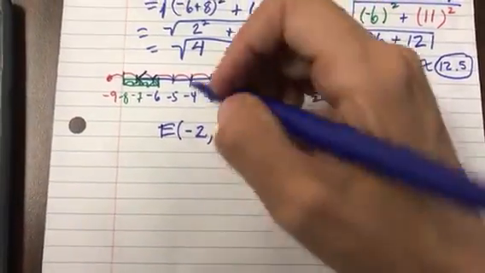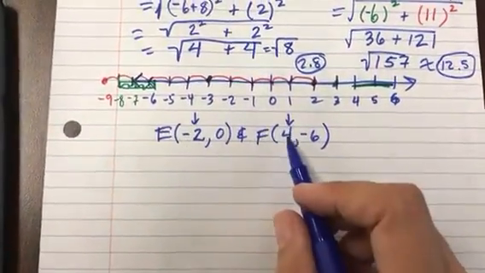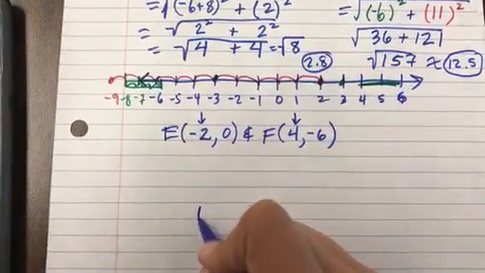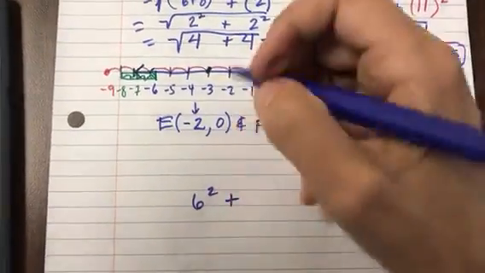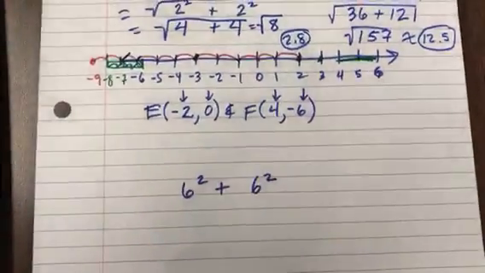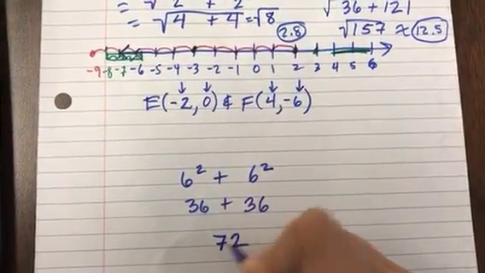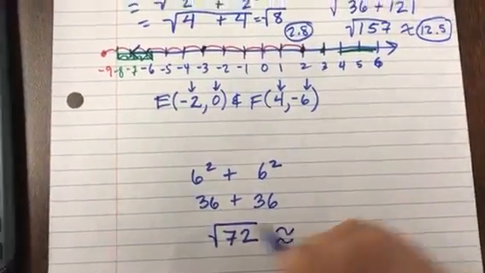Now I'm going to find the distance. The distance between these two coordinates, negative 2 and 4 on the number line, is 6. The distance between these two y's is also 6. So this will be the square root of 72.